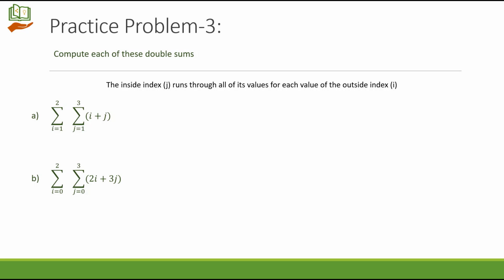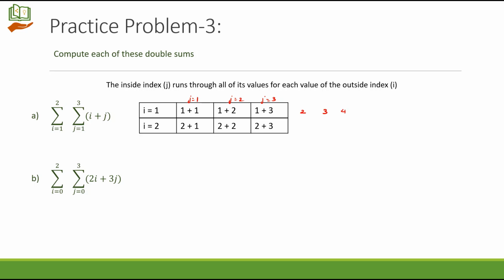The inside index j runs through all of its values for each value of the outside index i. For i is equal to 1, for the first value you have to run j continuously. For j is equal to 1, j is equal to 2 and j is equal to 3 you have this. So what is i plus j? 1 plus 1, 1 plus 2 and 1 plus 3: 2, 3, 4. When i is equal to 2, what will be the case?